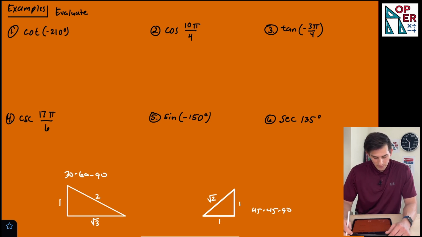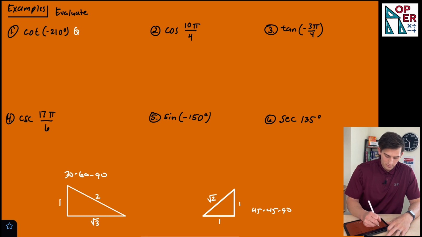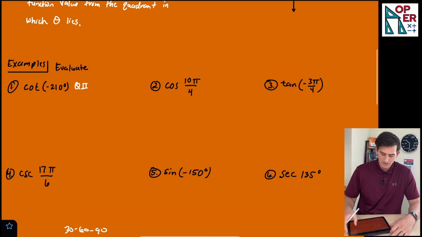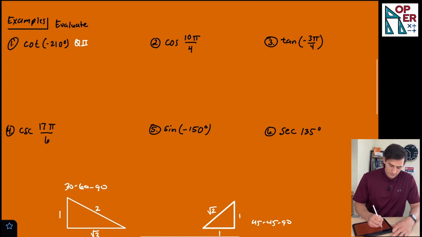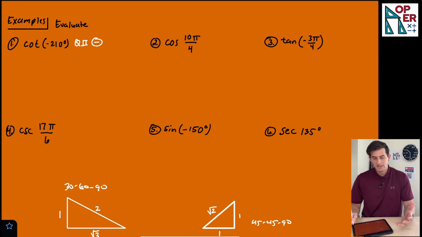All right, starting with number one, we have cotangent of negative 210 degrees. So let's think about where this angle would lie. Negative 210, we're going to be going clockwise, and we're going to get past 180. So this is actually going to be in quadrant number 2, and it's cotangent. So let's go back up here. Quadrant 2, cotangent needs to be negative. So we go down here, and we're just going to make a little note: our final answer should be negative.